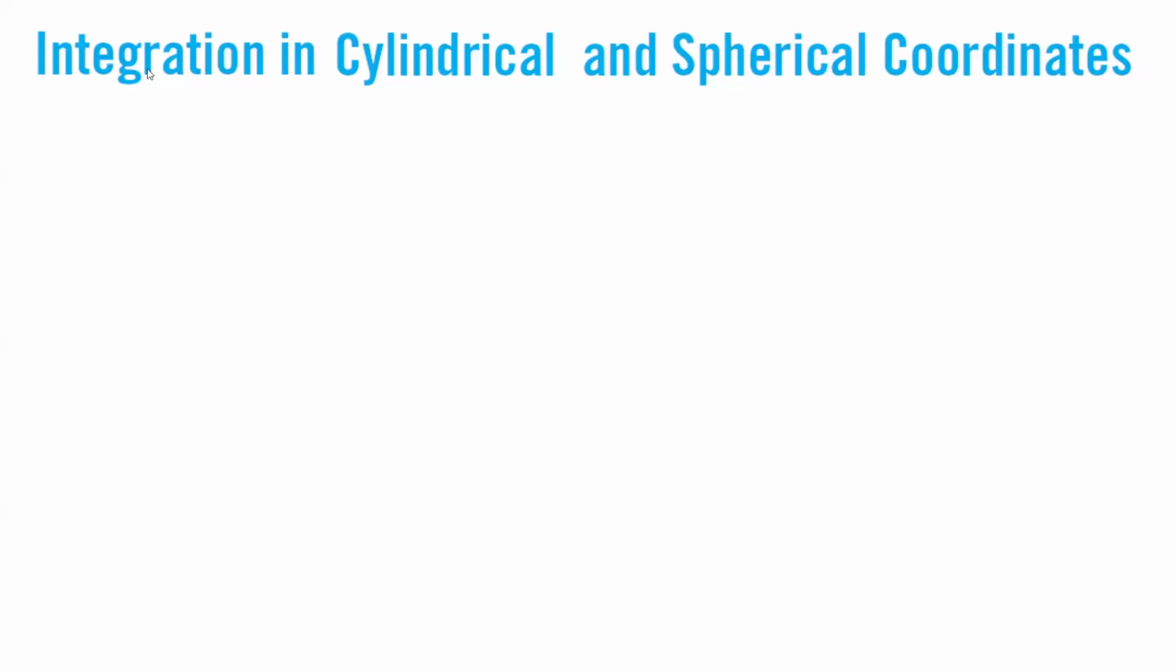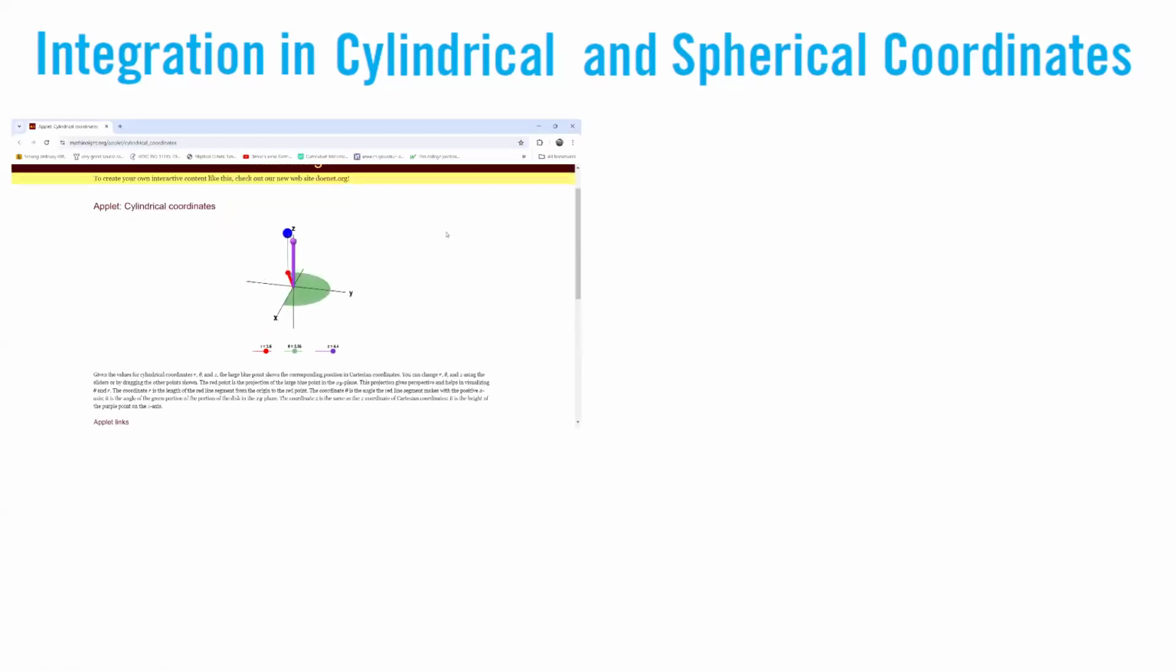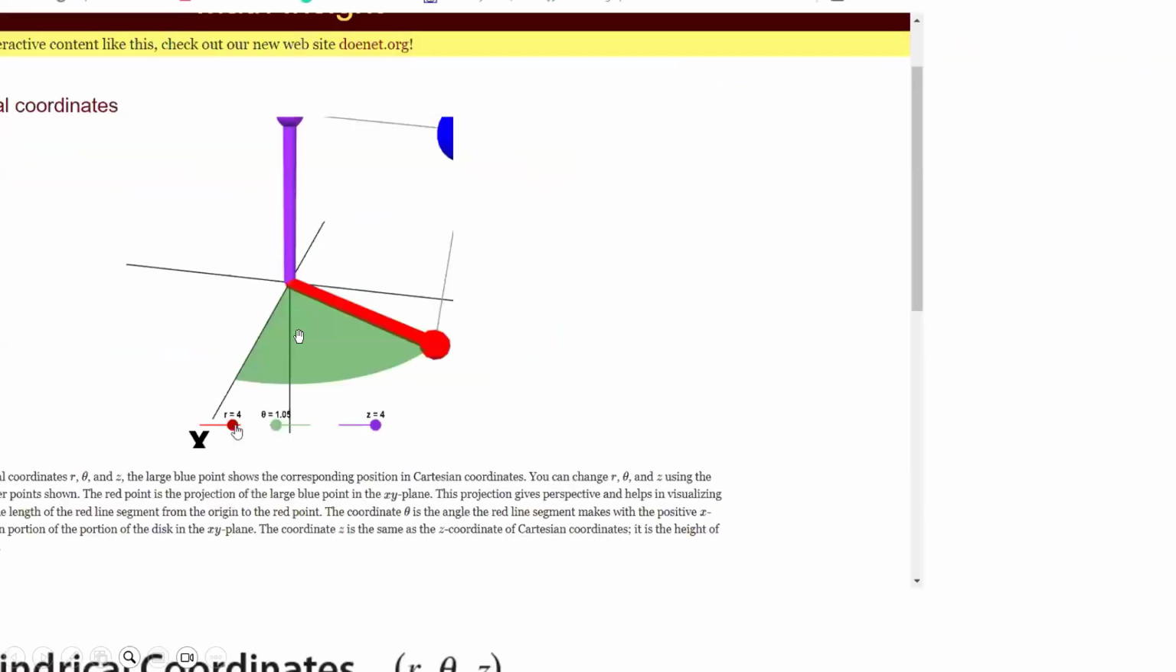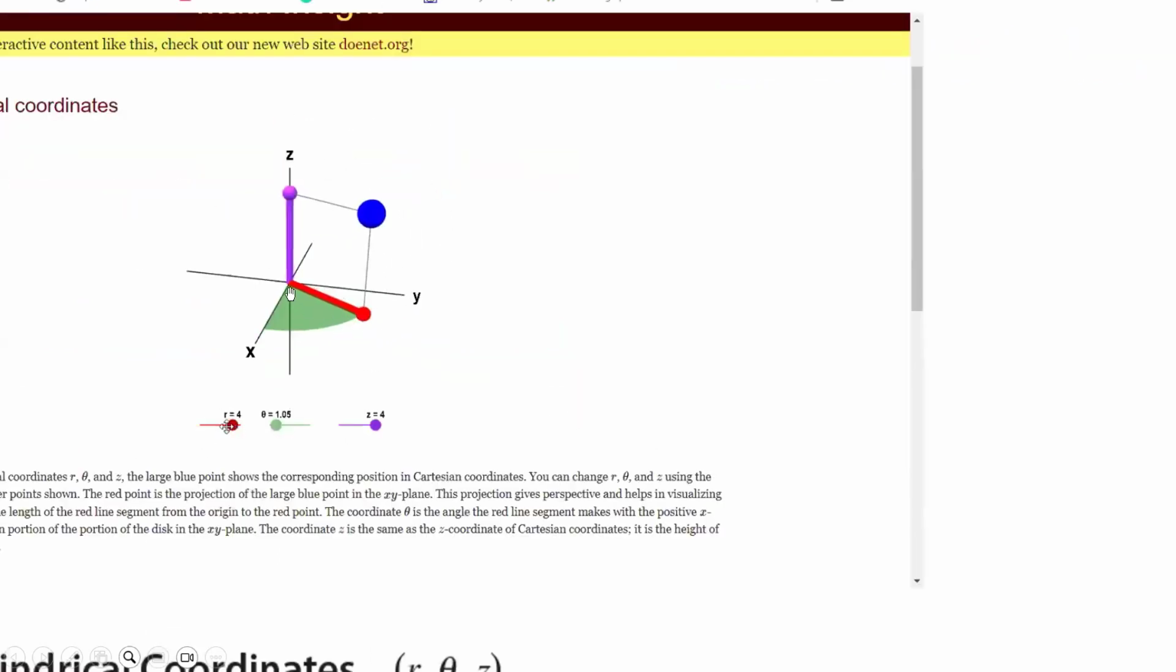Sometimes it makes it easier to calculate the integral in cylindrical or spherical coordinate system. When it comes to cylindrical coordinate system, any point is represented by r, theta, and z. R is the distance between the origin and the point in xy plane. Theta is the angle in xy plane, and z is basically your z value.